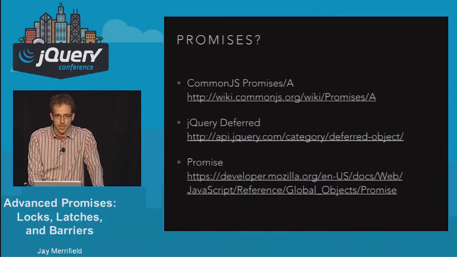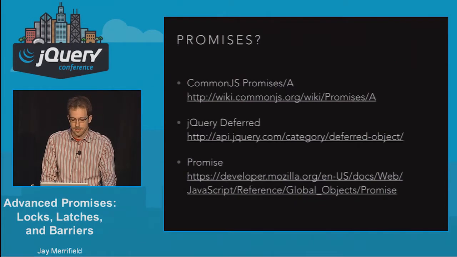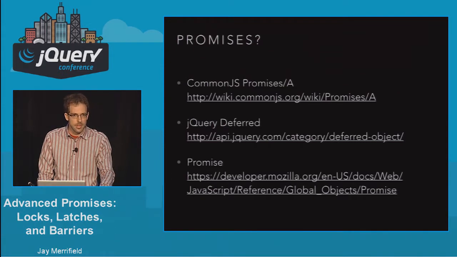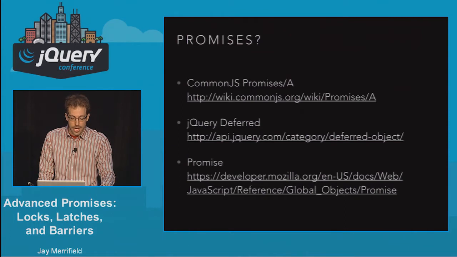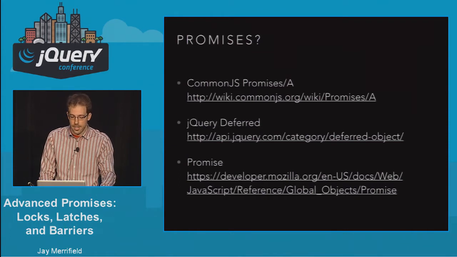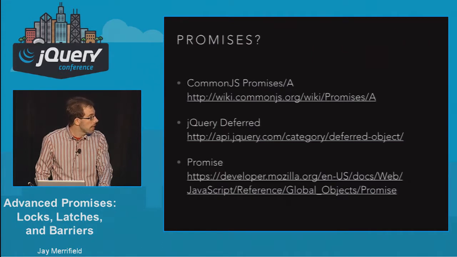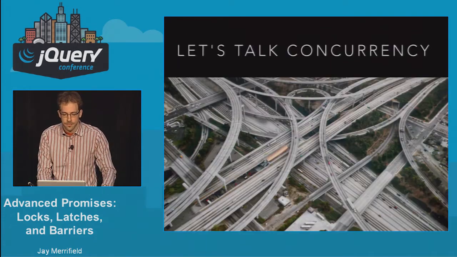So what promises are we talking about? We're specifically talking about the CommonJS promises, a specification that has a number of implementations. jQuery has one, they call it deferreds. The browsers themselves have actually implemented a version in the new ES6 that was mentioned earlier this morning. In Node land, you also have Q, and you have a couple other ones as well.